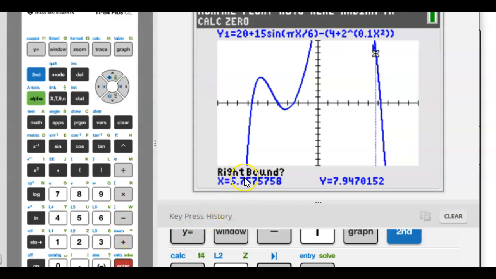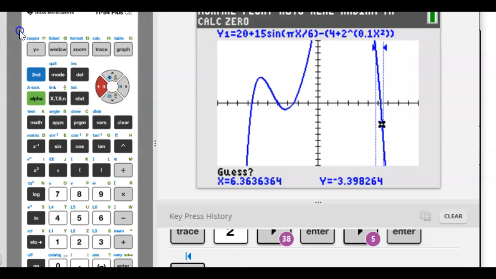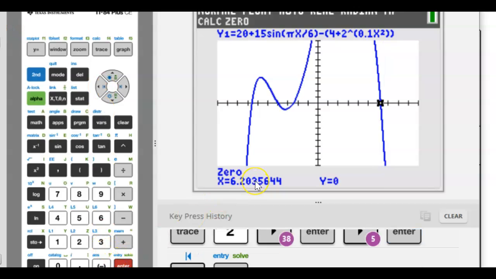It's going to say right bound. So now you need to move your cursor to the right of where you think it crosses. Right there is good. And then guess, you just move to anywhere in between, really. So once I hit enter, it tells me that exactly.